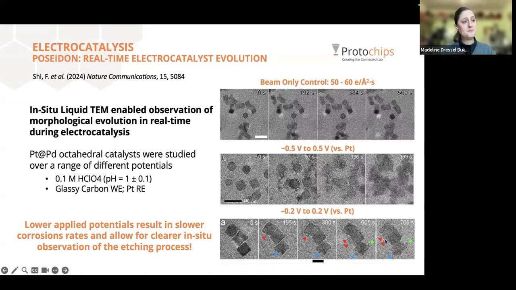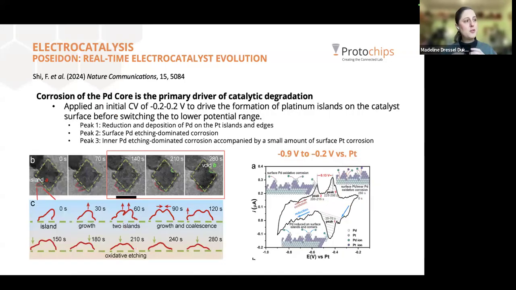So ultimately, when they moved to about negative 0.2 volts to 0.2 volts, they saw the formation of these sort of islands and particles on the surface of the catalyst particles. What those are is that the initial CV of negative 0.2 to 0.2 volts drives the formation of these small platinum islands on the catalyst. So it sort of creates some imperfections.